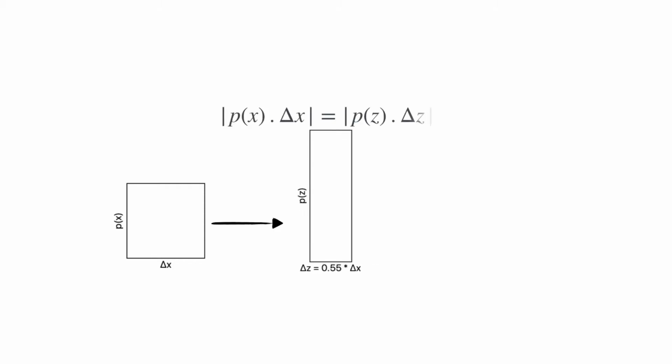Imagine a small space delta x whose probability density is px. Stretching or shrinking the space does not change its probability. Thus, if a function f scales the space to give delta z, it has the same probability as delta x. This gives us a simple relationship: the absolute value of delta z times pz is equal to the absolute value of delta x times px.